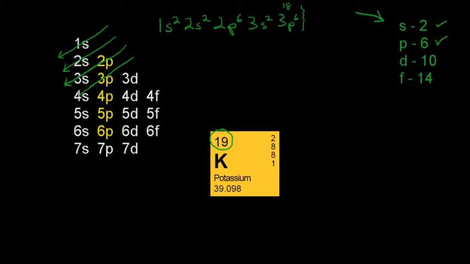And so the next orbital with our diagonal line is going to cross through 4s. And we only need one more, so it's not going to be 4s2, it's going to be 4s1. And that's going to make our 19 electrons. So this is the electron configuration for potassium.